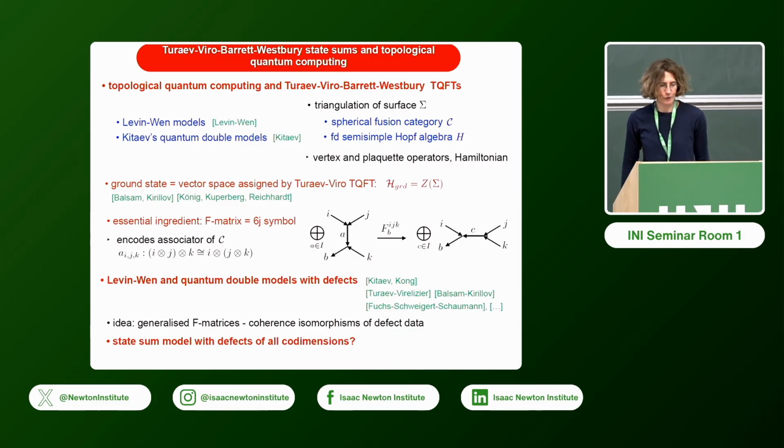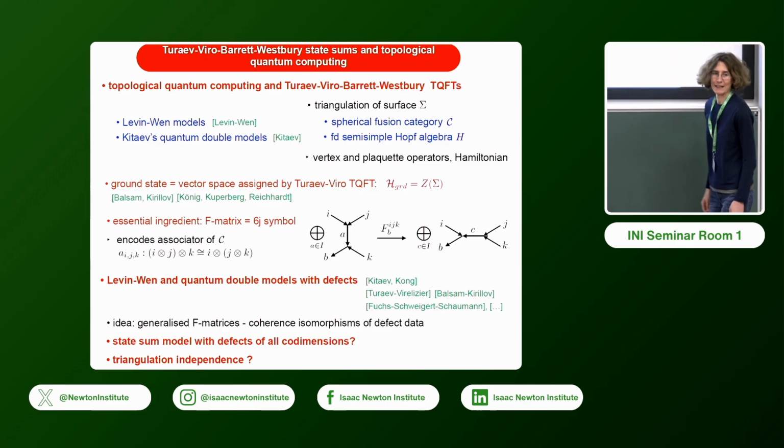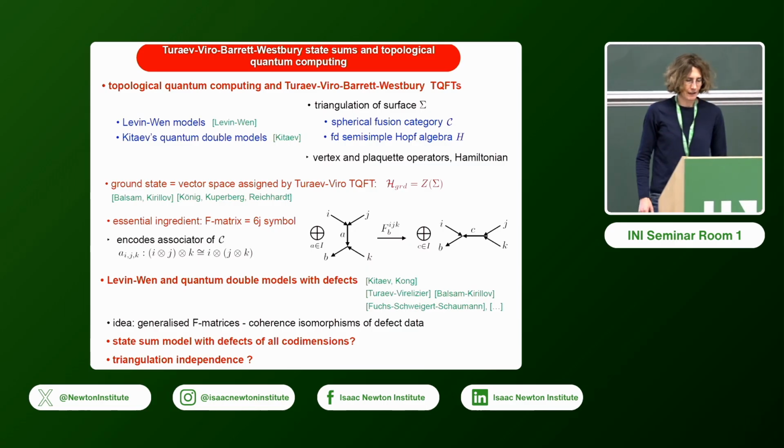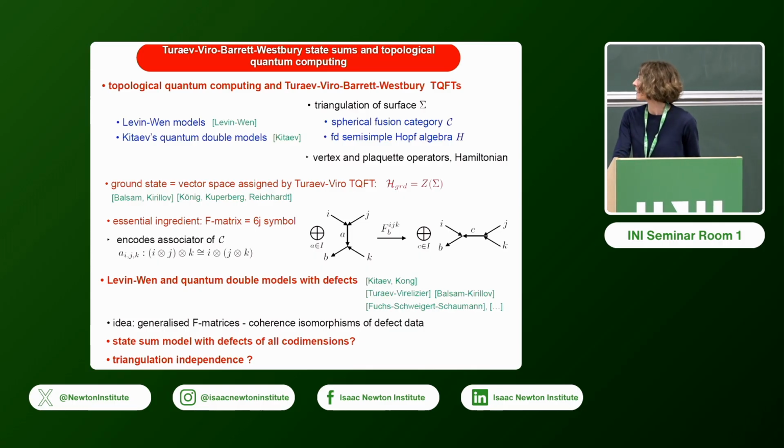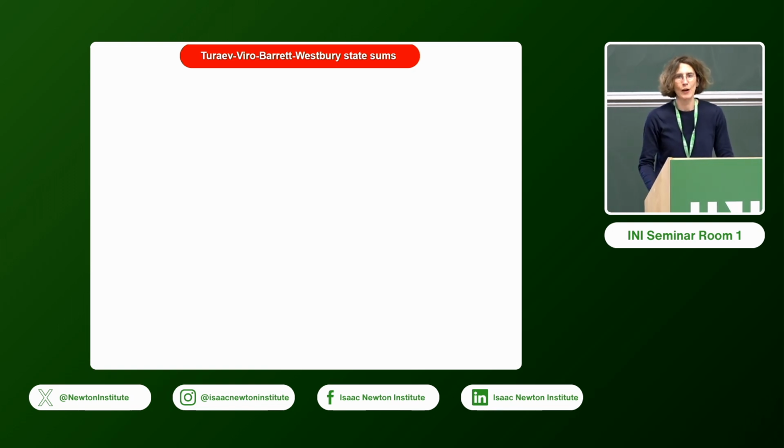And then one asks, of course, can this somehow be organized into a state sum model that really has defects of all codimensions, and what is the appropriate way of treating this, especially to show triangulation independence? Because if here the associator and the associated F matrix give you independence of the triangulation, then in the presence of defects, this should be taken over by these generalized F matrices, and they should somehow enter in this picture. Okay, so to explain this, I'll start by explaining the Turaev-Viro-Barrett-Westbury state sums without the defects.